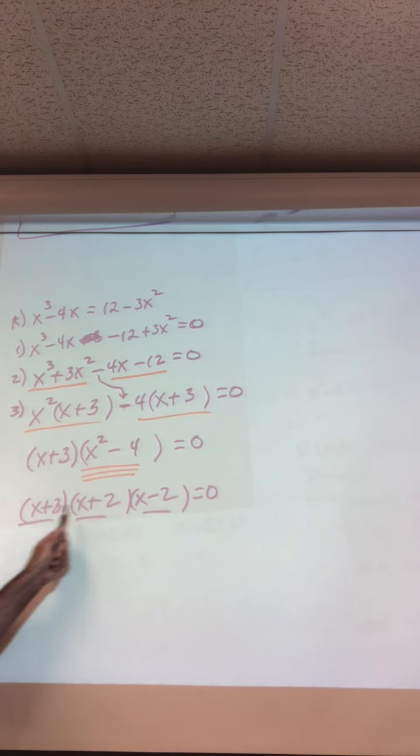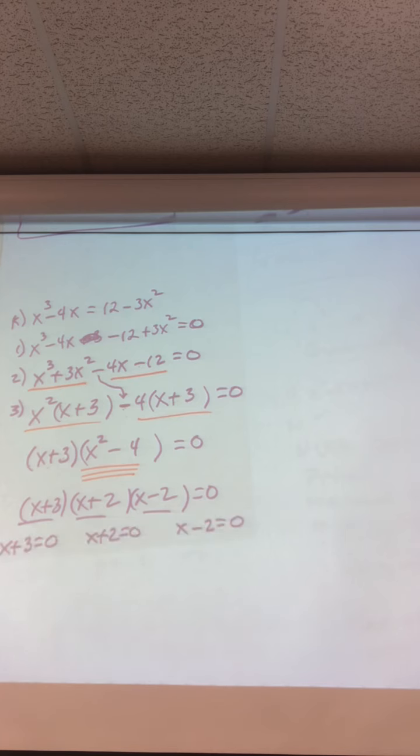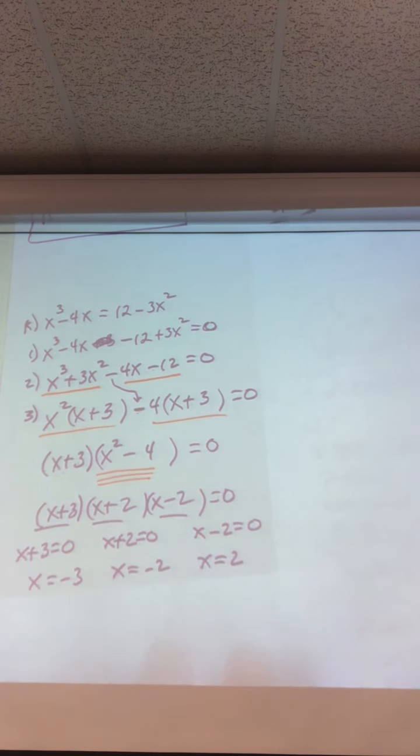Now it's completely factored. Now set all 3 of these equal to 0, and get 3 solutions, which I expected because this was a cubic equation. Now, in this class, most of the ones you'll run into in your homework are quadratic.